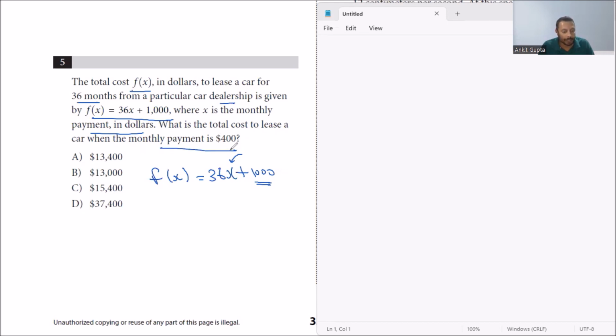So the monthly payment is 400. That means the value of x is 400. So this becomes 36 into 400 plus 1000. That means this becomes 6 into 4, 24, 4 threes are 12, to 14,400 plus 1000. So that will become $15,400, right? So the answer will be option number C.